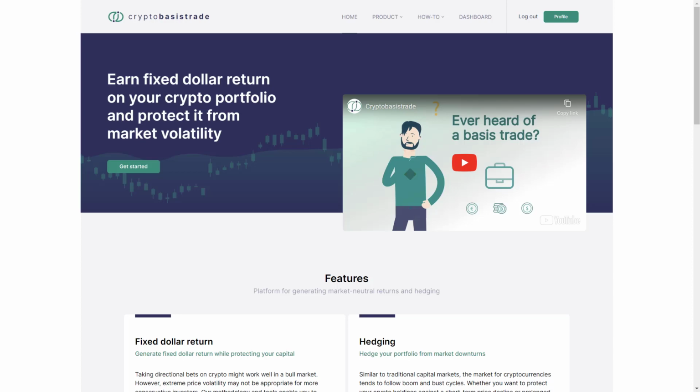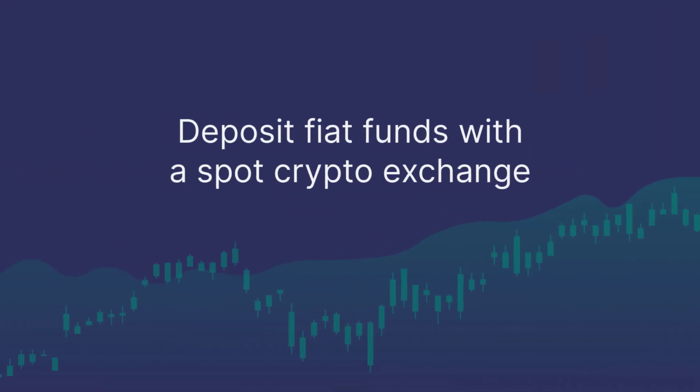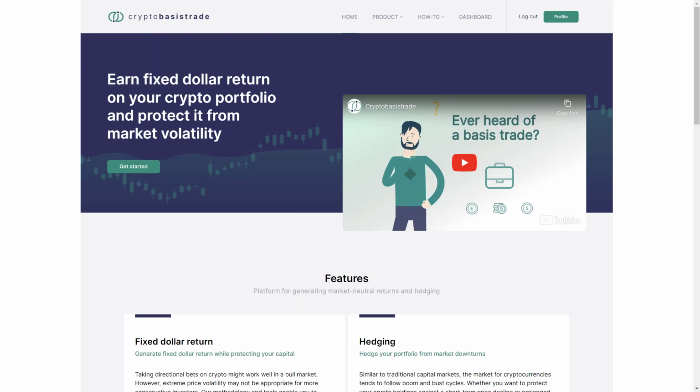We will start by depositing fiat funds. For security reasons, all deposits and withdrawals from crypto exchanges are done by the user outside of the Cryptobasistrade platform. Please refer to the instructions of the relevant exchange on how to deposit and withdraw funds with them. You need to be comfortable with the exchange from a regulatory perspective and want to make sure that you can safely wire the funds in and out of the exchange if needed. As discussed later in this tutorial, once you have established your arbitrage position, you do not need to keep crypto or fiat funds at a spot crypto exchange.